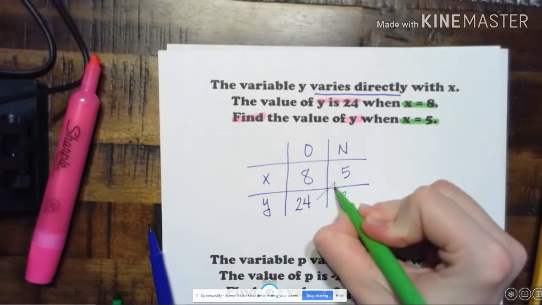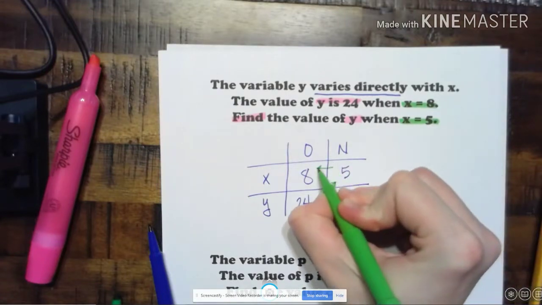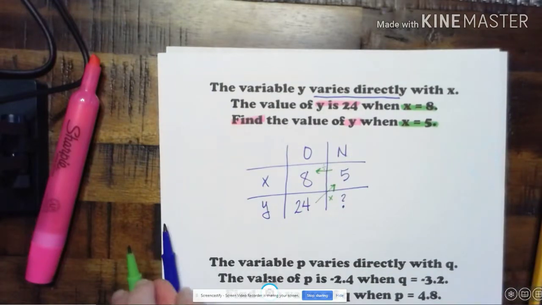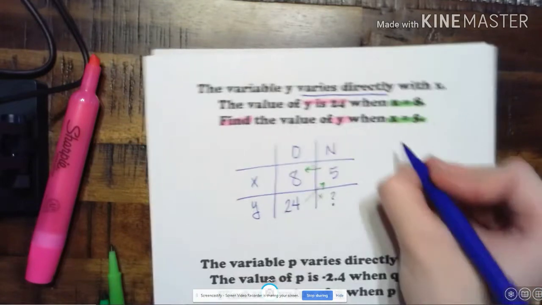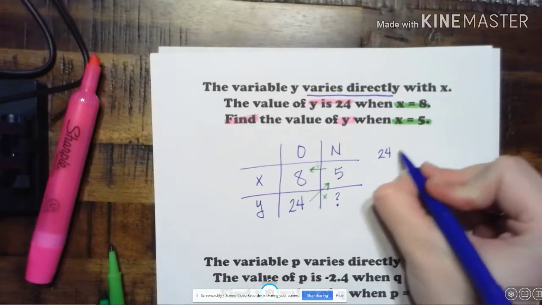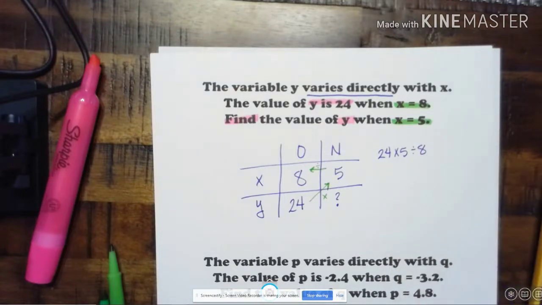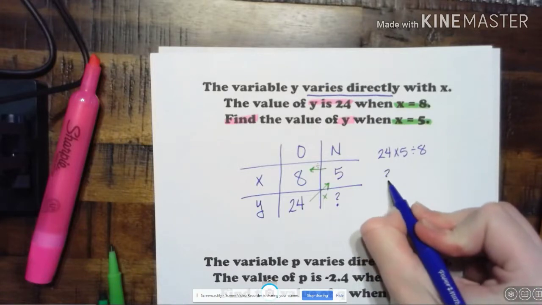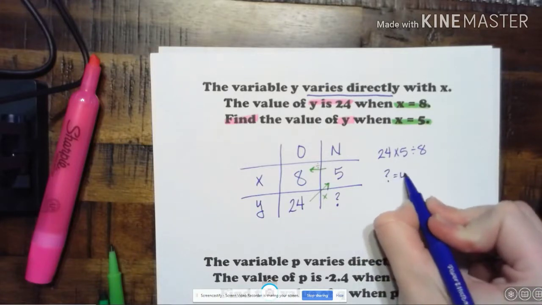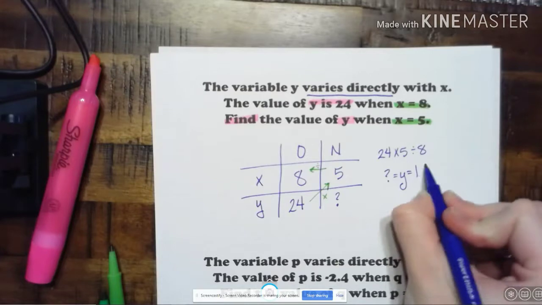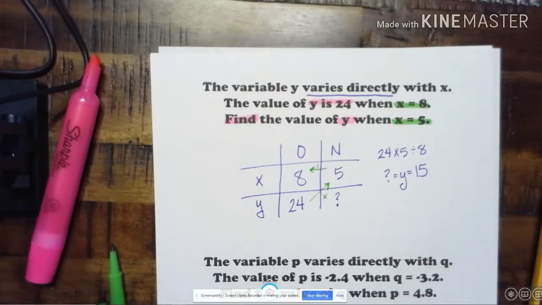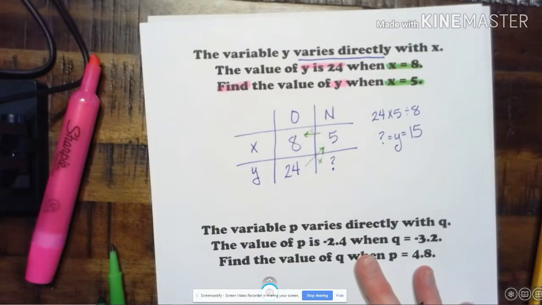So again, cross multiply and divide. And I always tell them you always go diagonal first. So we're doing 24 times 5 divided by 8. And I get my question mark here, or my Y, is going to equal 15. So they will work for all kinds of direct variation problems.